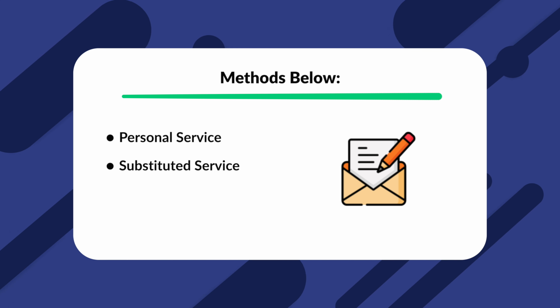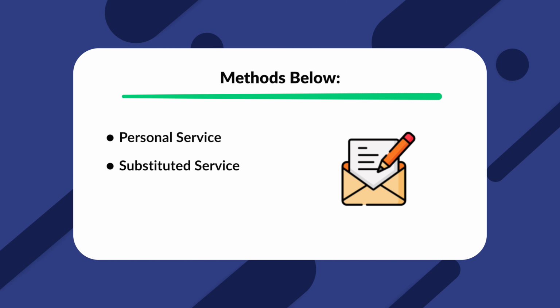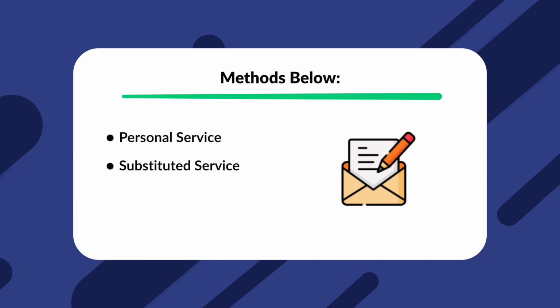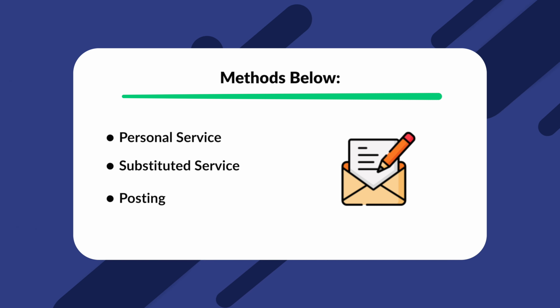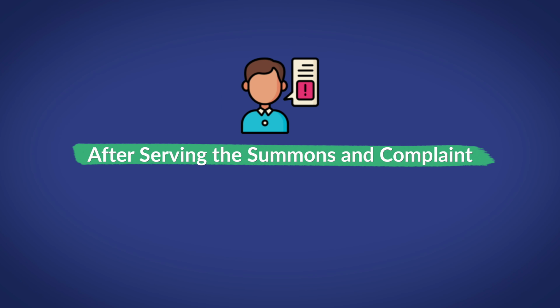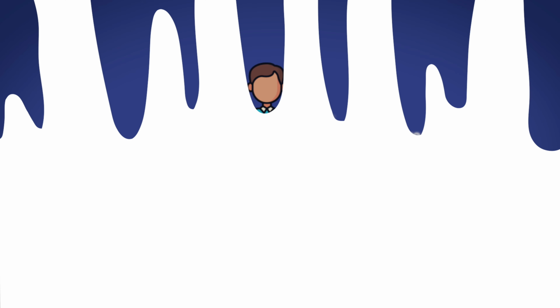Substituted service. If the tenant is unavailable, someone living with the tenant, such as a family member, may receive the documents. Posting. The representative leaves a copy of the documents for the tenant. It is placed in a secure and visible position by the entrance of the tenant's rented property. Neither the landlord nor their lawyer is allowed to serve the documents to the tenant.